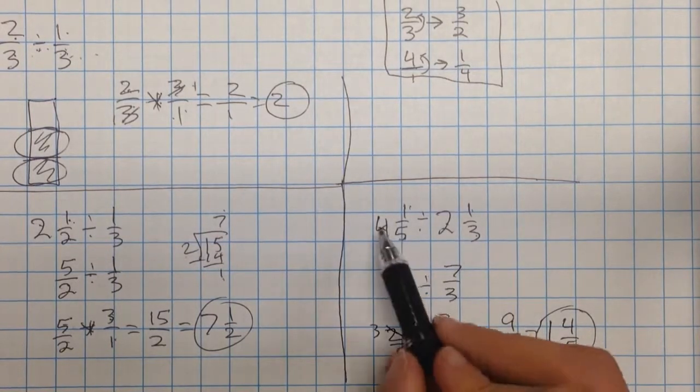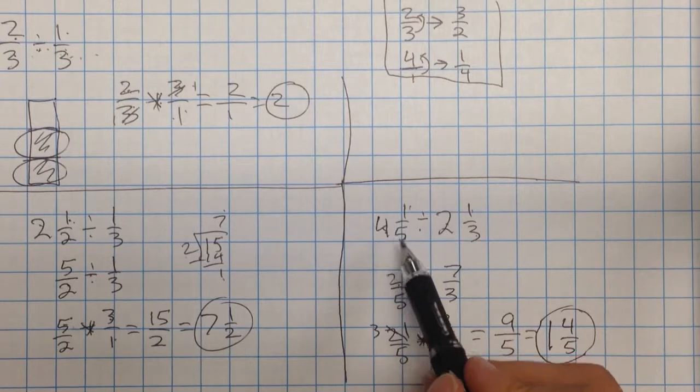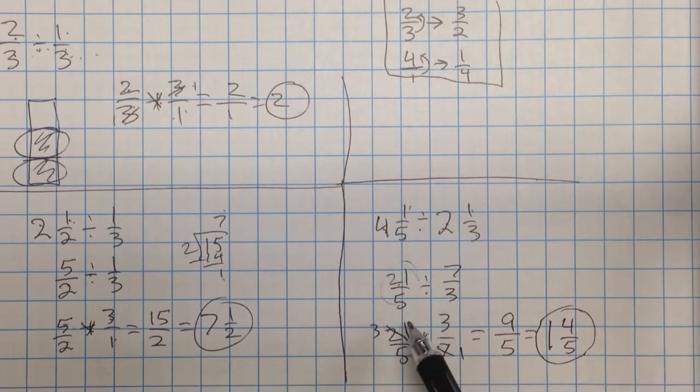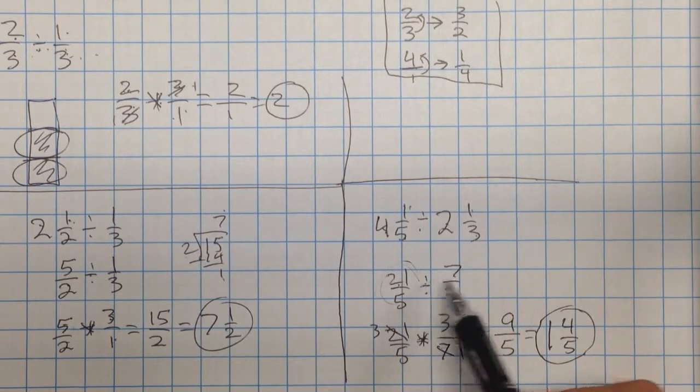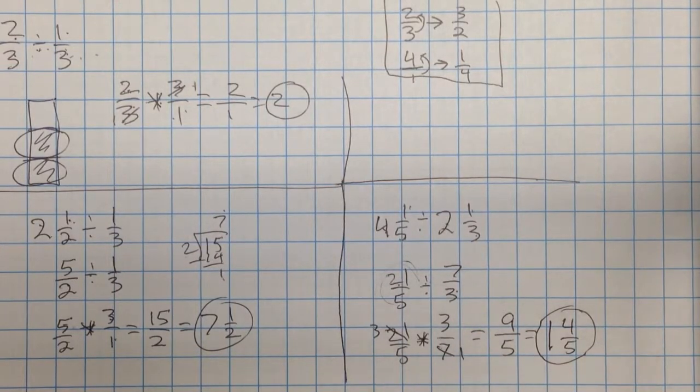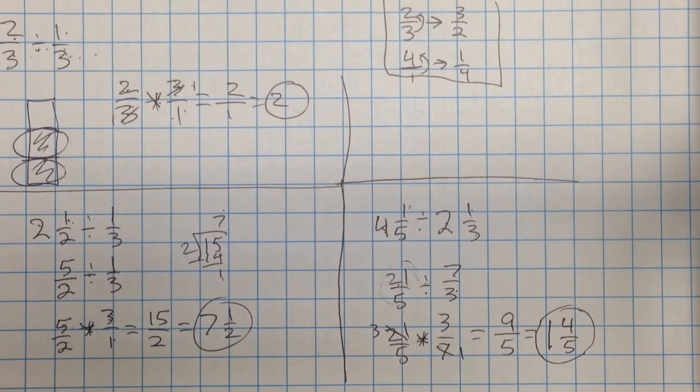So keep the first number the same, your dividend, change it to improper if needed, change it to multiplication, and then flip the second number, or the divisor, so you have the reciprocal. And then you multiply. That's all you've got to do.